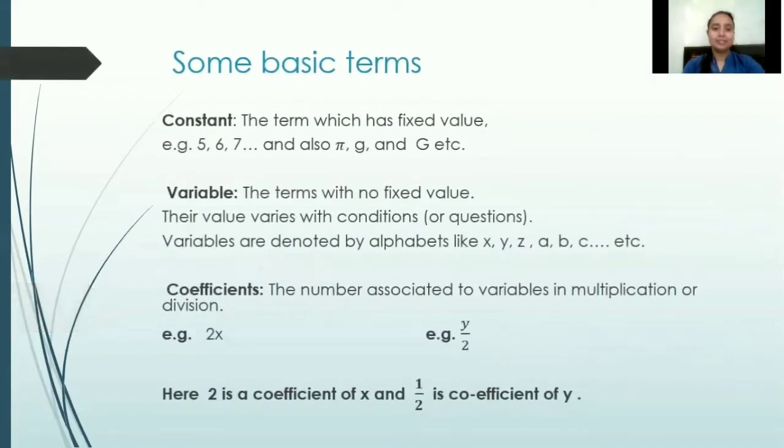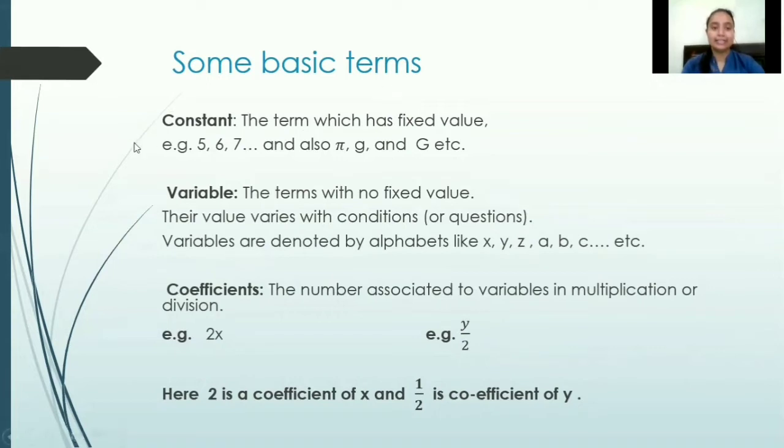Some basic terms. Constant: the term which has a fixed value. Example: 5, 6, 7, like 1, 2, 3, any numeric, any numeral. They have a fixed value, that's why they are constant.